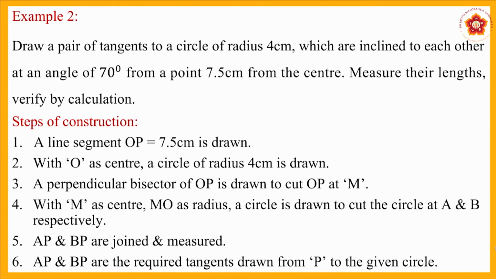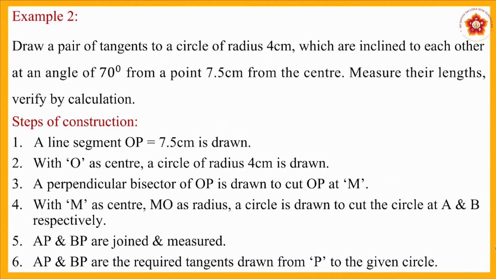Now, construction number 6, on the basis of the previous construction only, there is a change now in about angles. Draw a pair of tangents to a circle of radius 4 centimeters which are inclined to each other at an angle of 70 degrees. The 2 tangents are inclined at 70 degrees. From a point 7.5 centimeters from the center. So, you will have a point, outside point called P, and it is about 7.5 centimeters from the center, right.